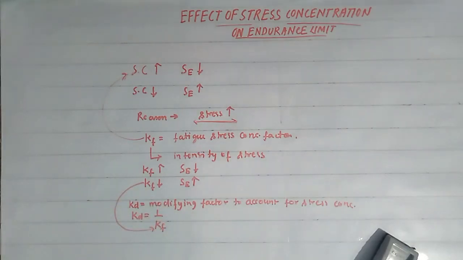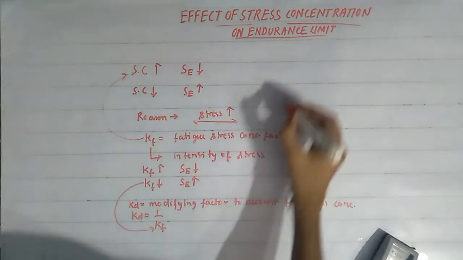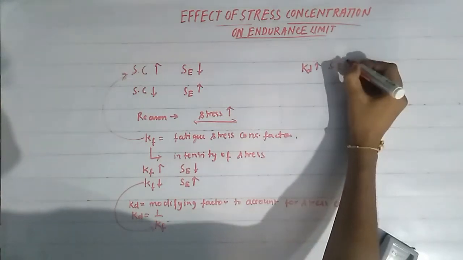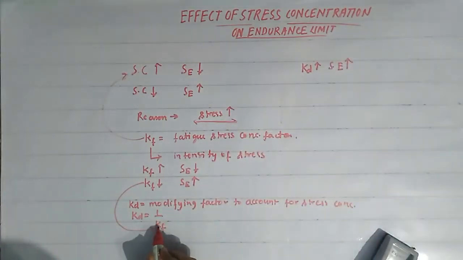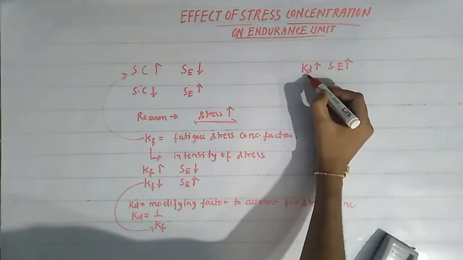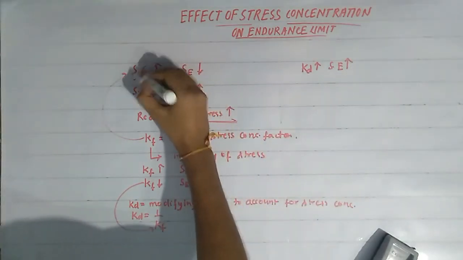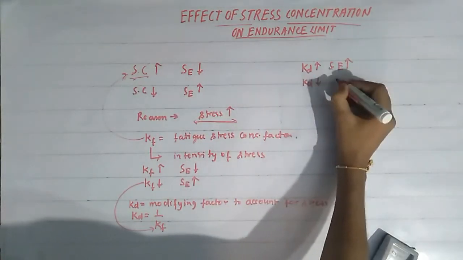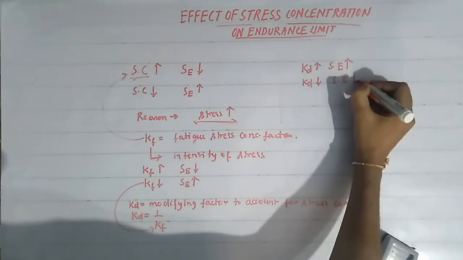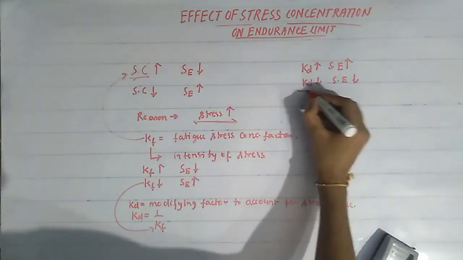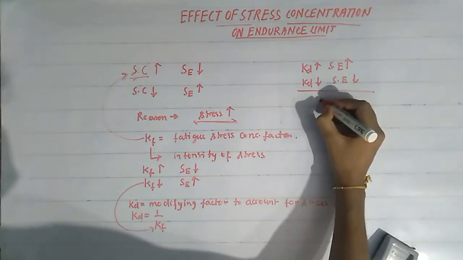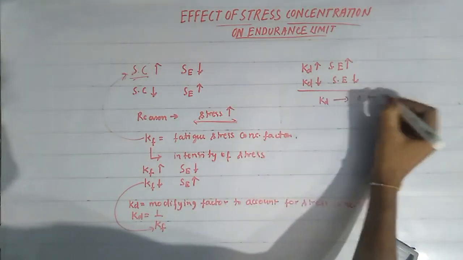stress concentration factor. So it is very obvious that when KD increases, then the endurance limit will also increase, because it is inversely proportional to Kf, or KD is inversely proportional to the stress concentration, which is denoted by SC here. And when KD decreases, the endurance limit will decrease. Now friends, the value of KD, the modifying factor to account for stress concentration, varies from 0 to 1.